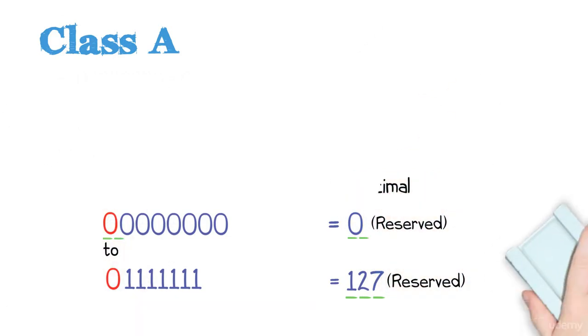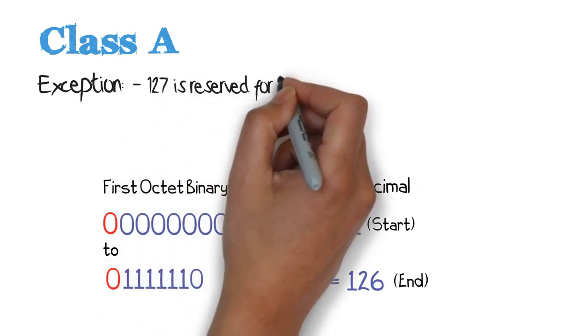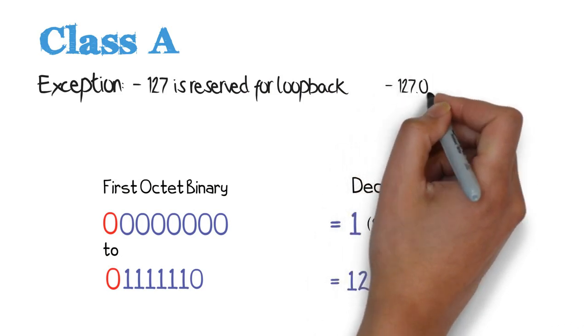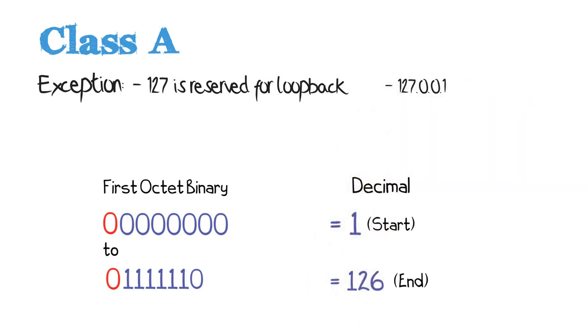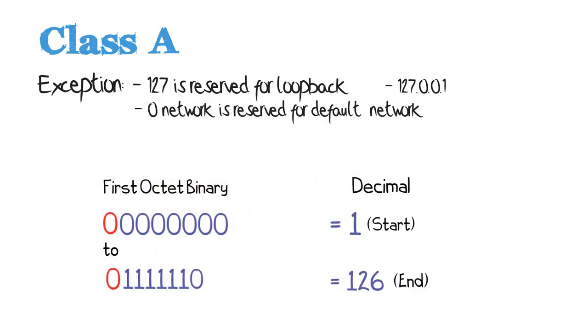Now, as always in life, there are some exceptions. In class A, 127 is reserved for the loopback. I'll explain the loopback address in more detail in a moment. You cannot, as an example, configure an IP address of 127.0.0.1 on a PC. That is not an address that's available for you to configure manually as a static address on a PC, for example. 0 is reserved for the default network, so that can't be used either to configure an IP address on a PC. So you couldn't give your PC an IP address of 0.1.1.1.